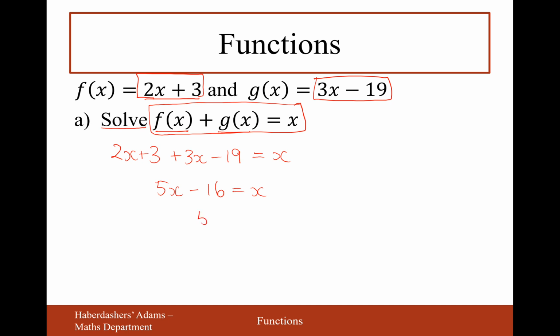Add 16 onto the other side. Take away x, you get 4x equals 16. So x equals 4. And there we are, that's the answer to this question. So when it says solve, it means work out what x is, and then you can just replace f of x and g of x with what their functions are to make your equation. This thing here is really important, you do this first to make your equation.